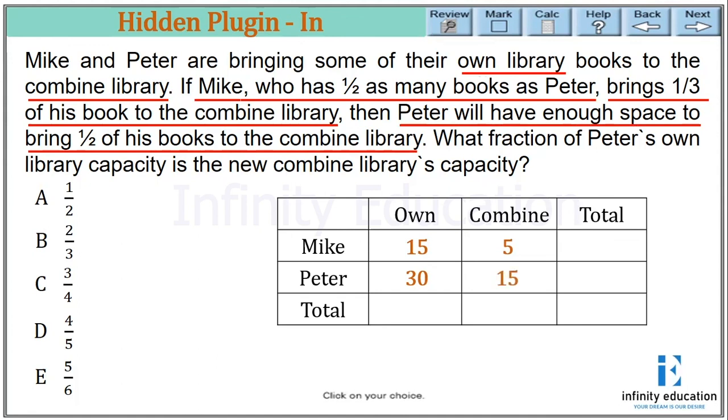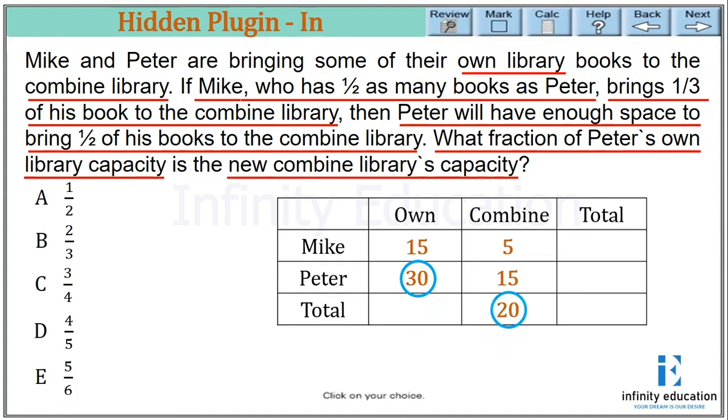Now the question is asking what fraction of Peter's own library capacity, which is 30, is the new library's capacity. The new library's capacity is 5 plus 15, that is 20. So it should be 20/30, and the smallest form is 2/3. So the answer should be D.